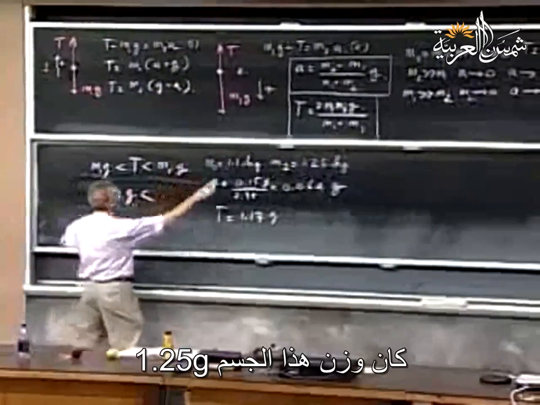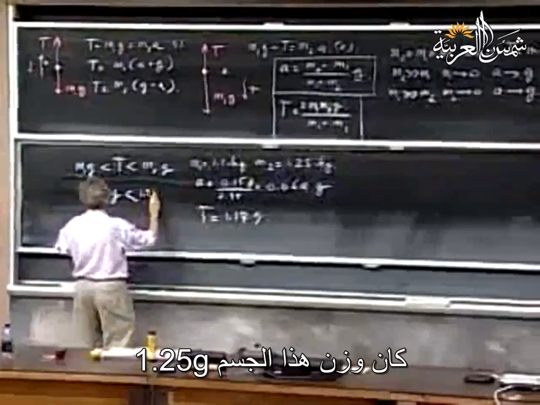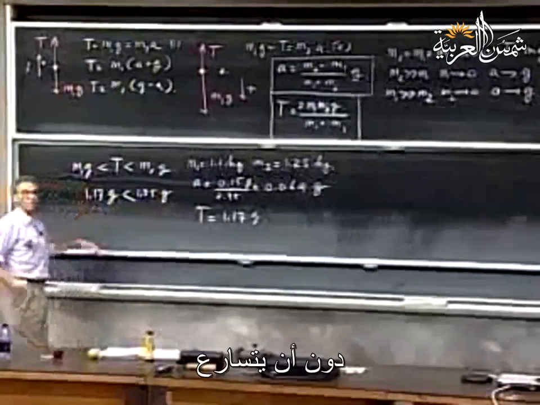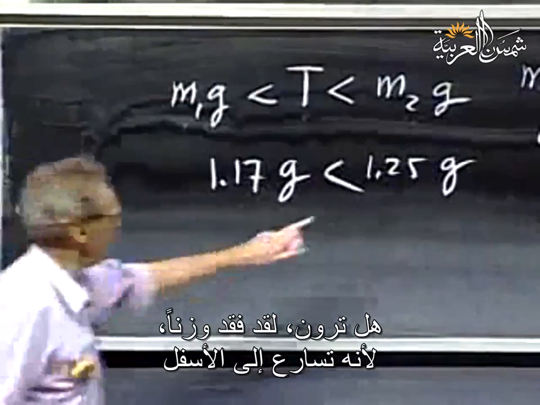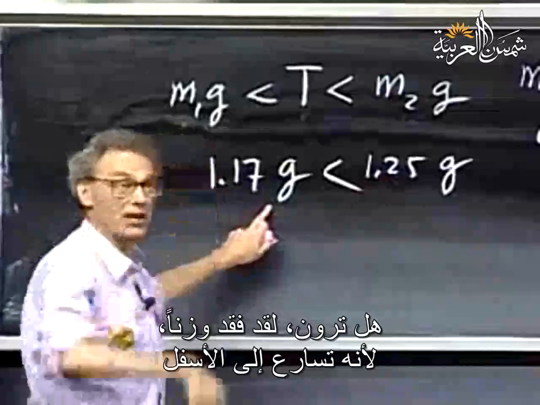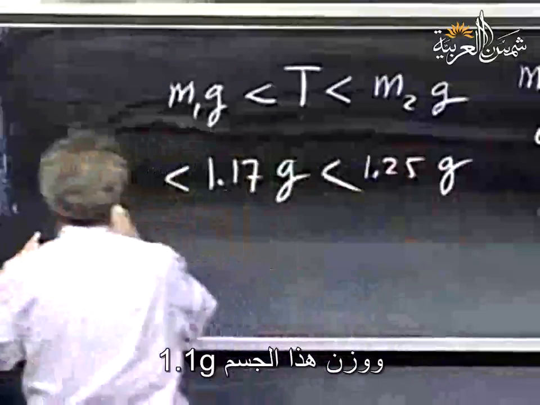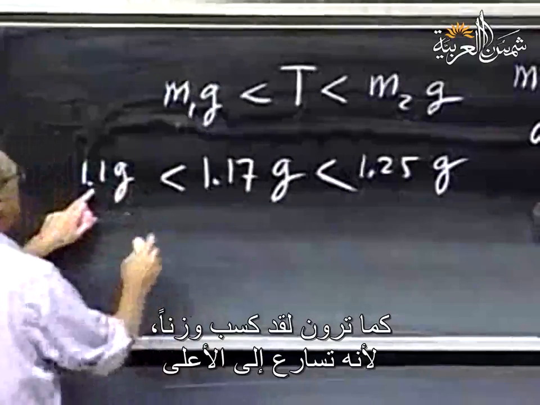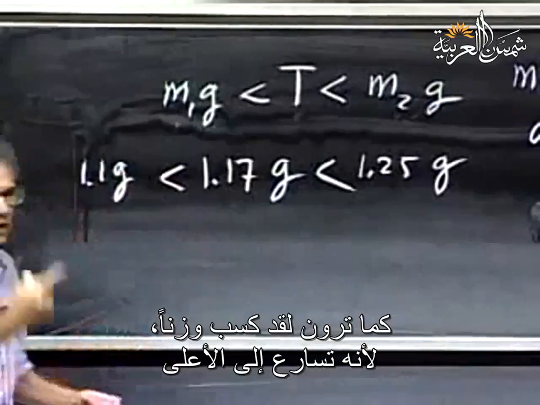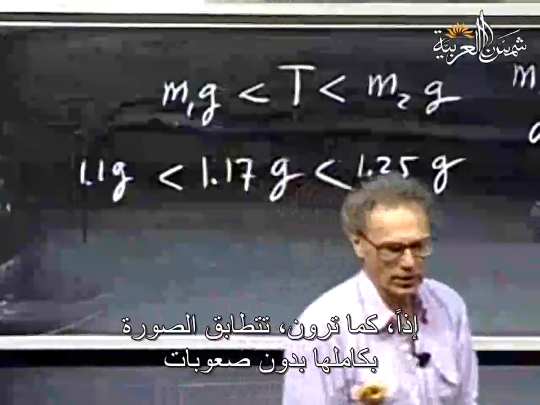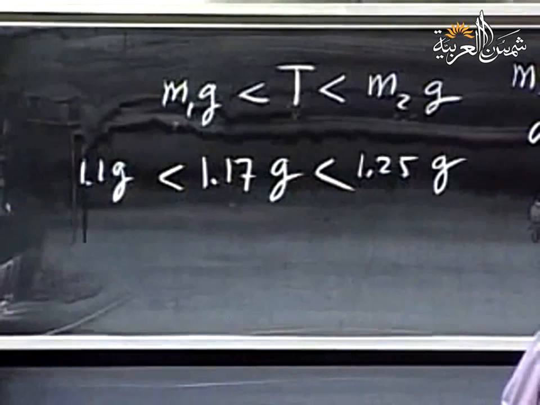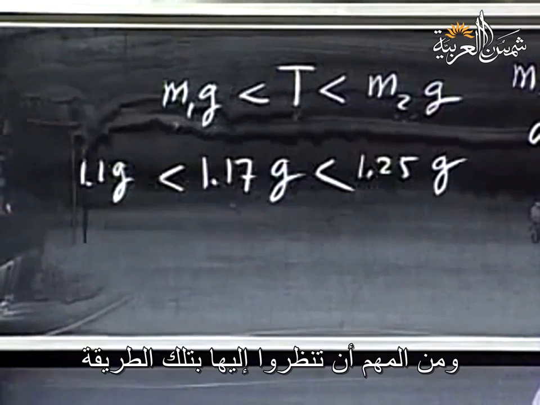This one had a weight of 1.25 g without being accelerated. You see, it has lost weight because it's accelerated down. This one had a weight of 1.1 g. You see, it has gained weight because it's accelerated up. So you see, the whole picture ties together very neatly, and it's important that you look at it that way.